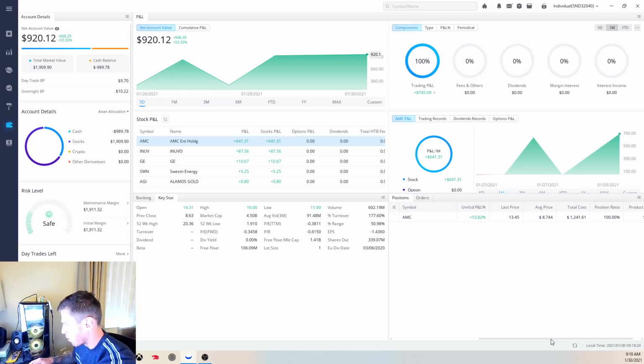Shows you your unrealized profit loss. This is basically just your paper profit loss. No gain or loss is realized until you sell, as you all know. And that's a very great tool right there. Shows you your overall day trade that you have left.